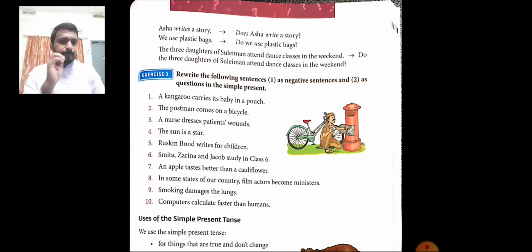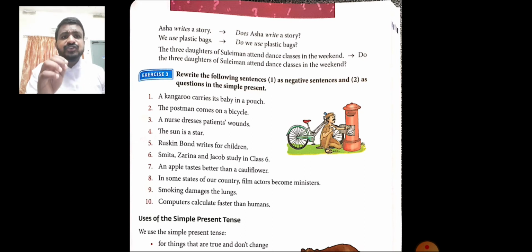Do we use plastic bags? Now, what we have done here? For the singular subjects, we have added does. Then you need to understand, if does comes, then the verb will change into the base form. Does Asha write a story? We never say, does Asha writes a story. But since does has come there, we have used write.